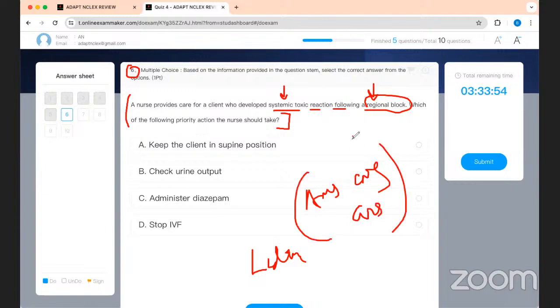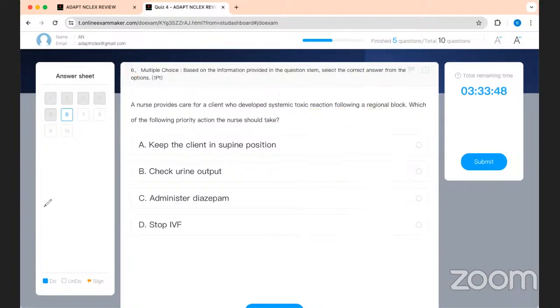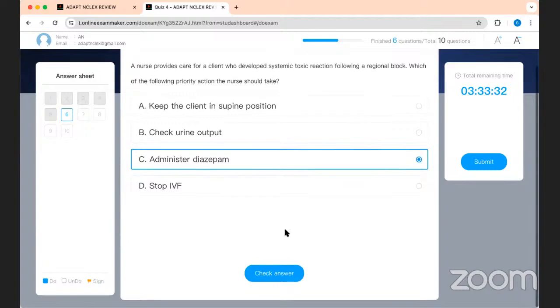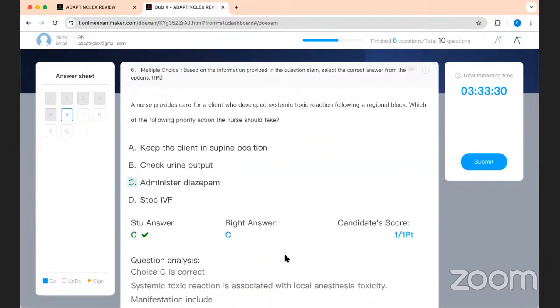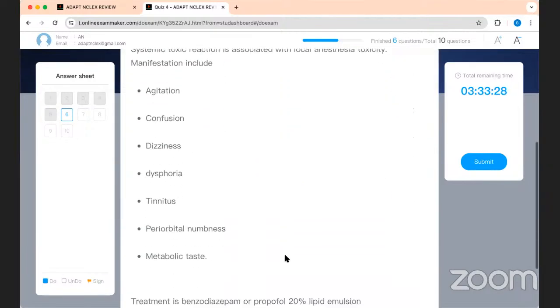And so for the central nervous system, you want to prevent seizures. So if you want to prevent seizures, what medication do you want to use? IV fluid will not do that. Urine output will not do that. Keeping them in a supine position will not do that. It's that one. So this is the same question, but in a different format. So pay attention to that kind of strategy, as your board will do that to you.